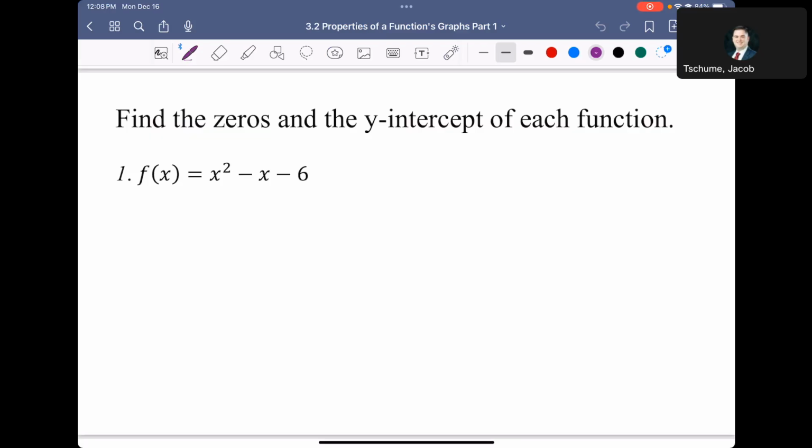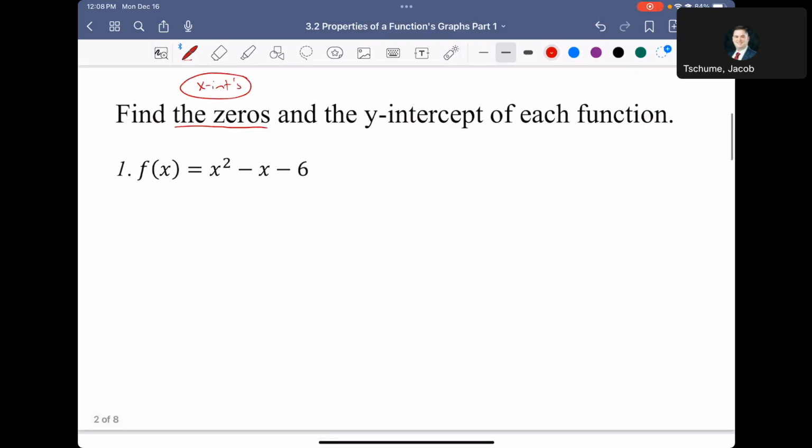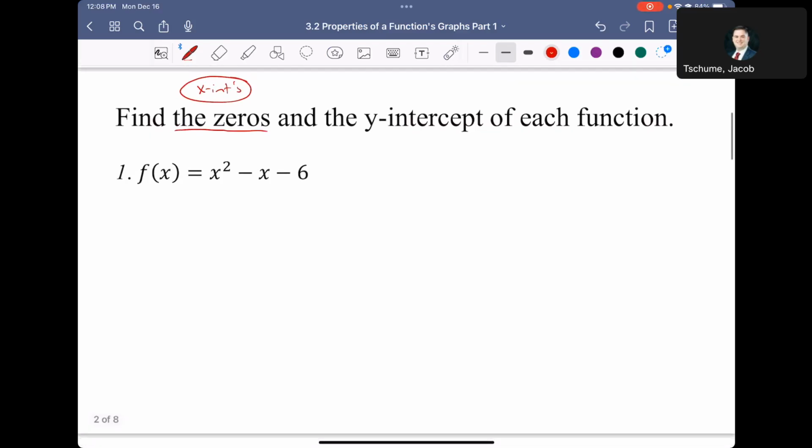But what I do want you to be aware of is there is a different word that might show up now, and that is when it says find the zeros. Whenever you are asked to find the zeros of a function, it's asking you to find the x-intercepts, and then there is no fancy word for this. It'll ask you to find the y-intercept.